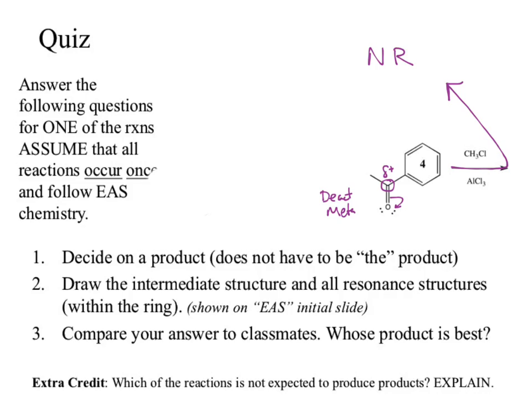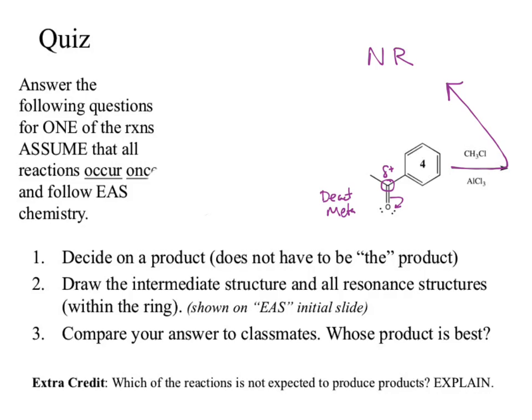Which of the reactions is not expected to produce products? This reaction should not produce products. Why? Because that's CH3Cl with aluminum trichloride, a Friedel-Crafts alkylation, and Friedel-Crafts alkylations require activated rings. Is that ring activated? No, it's actually deactivated, which means that reaction won't happen. It was one of the complications we talked about last week with the Friedel-Crafts alkylations. They don't work with deactivated rings.